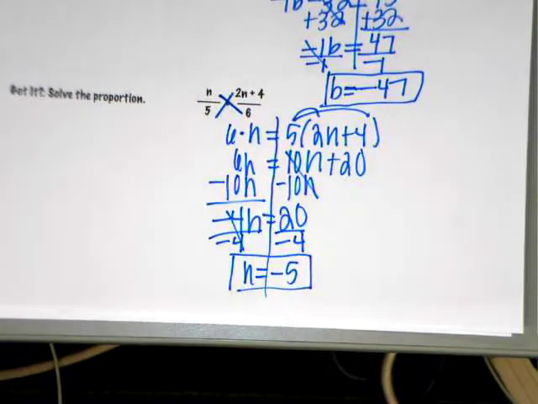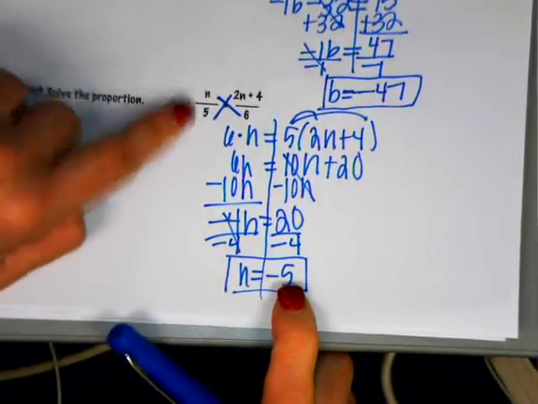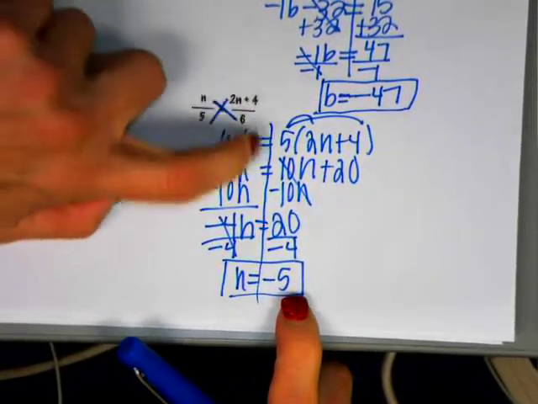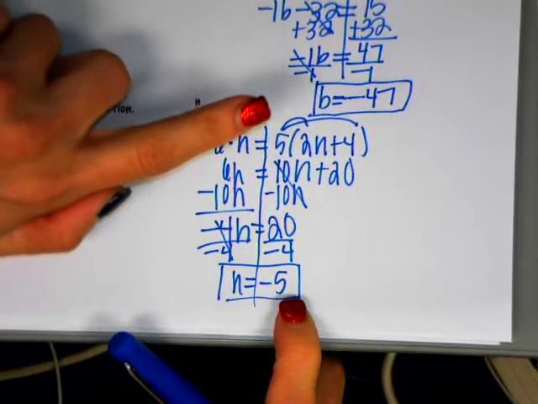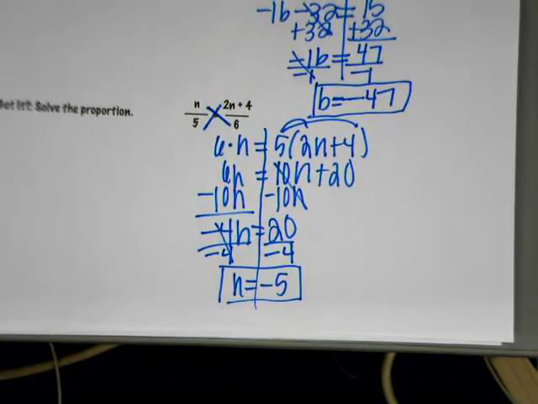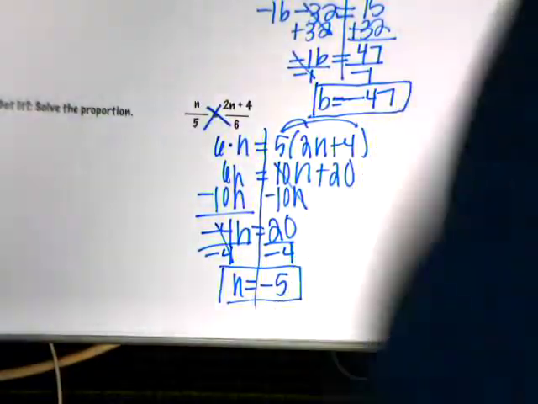And again, guys, go through and you can check this. So take the negative 5 and put it in for this n. Negative 5 divided by 5 is negative 1. So then put the negative 5 in for that n also and simplify that and make sure you also get negative 1. And then you know it's right. Okay? Are you sure? Okay. All right. Anything on those kind of proportions with the distributive property and everything before we move on?